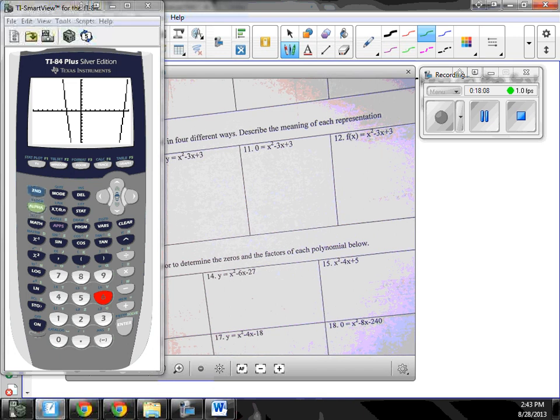Just list all 3 roots, and then you'll have 3 separate factors. Yeah, you'll have 3 sets of parentheses instead of 2.